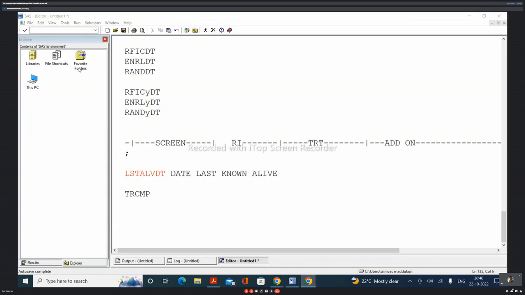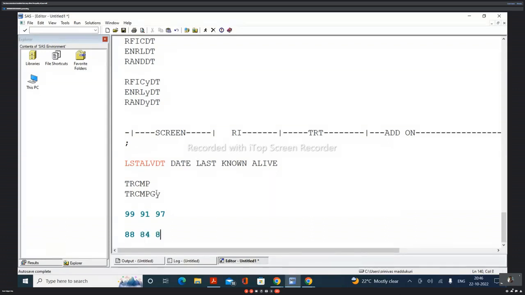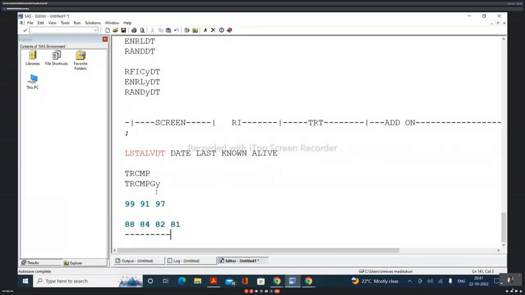Okay. And then we are going to have treatment compliance group-wise, TRCMPGY. So for example, I have a subject who followed 99%, somebody followed 97, or somebody followed 91%. In that scenario, I'm going to put all those subjects into one group. And one subject followed 88%, one 84, and 82 and 81. I want to keep all the 80s in one group. So if you're pooling the compliance together, we should create a TRCMPGY. And then the next one that we are going to have is TRCMPGYN, numerical.